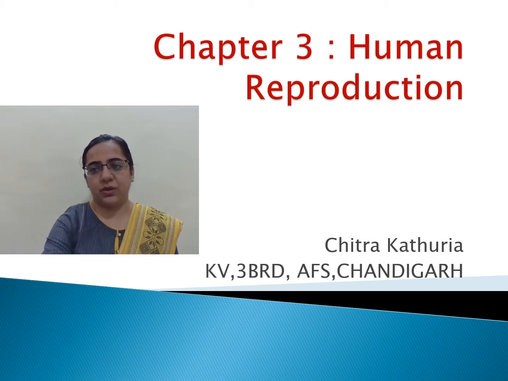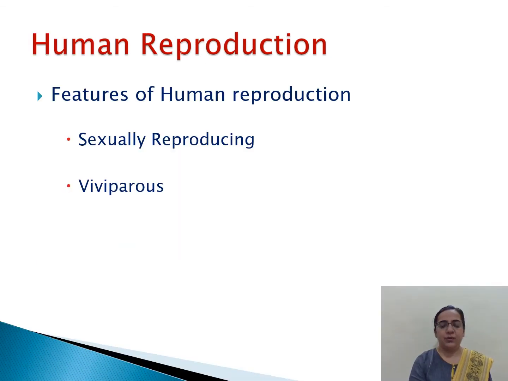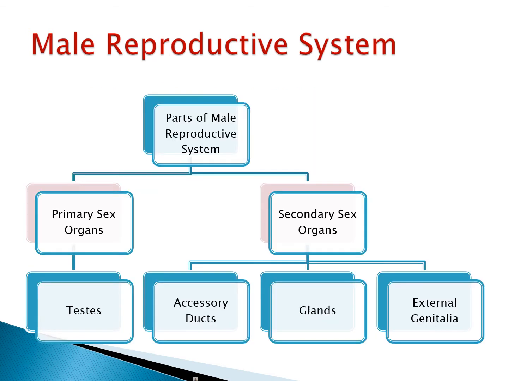Before moving to this topic, we know that human reproduction has certain features. All human beings are sexually reproducing. That means there is a requirement of two parents, one is male and another is female. Humans are viviparous. It means they give birth to young ones. So now let's move ahead with the reproduction.